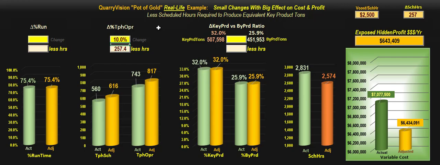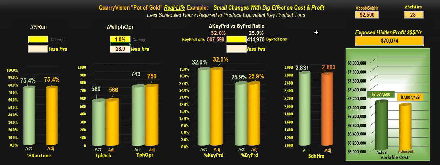With this, the same sellable production would have been achieved in 257 less scheduled hours, providing potential added value of over $643,000. A 5% change results in over $337,000 less cost. Even a 1% change results in over $70,000 less cost to produce the same tons of sellable product.